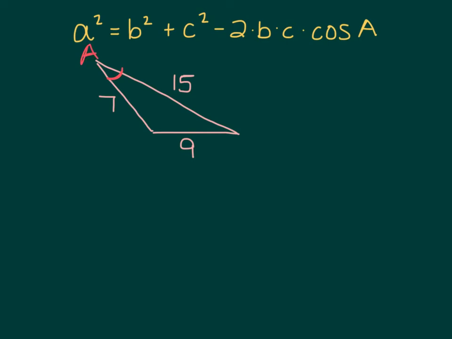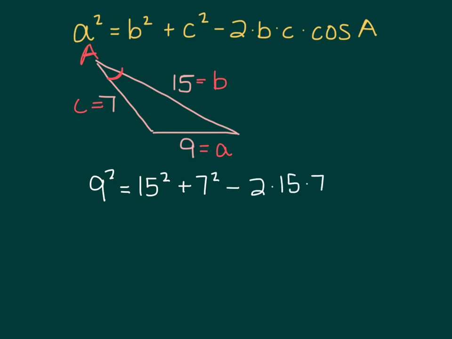But then, if that's angle A, then directly across from that should be side A, and then this is B, and this is C. Actually, it doesn't matter which is B and which is C. Okay, could be either one. So now, I'm going to fill all those pieces in. This time, though, I do have a number to put out front there, so I'm going to say 9 squared equals 15 squared plus 7 squared minus 2 times 15 times 7 times cosine A.